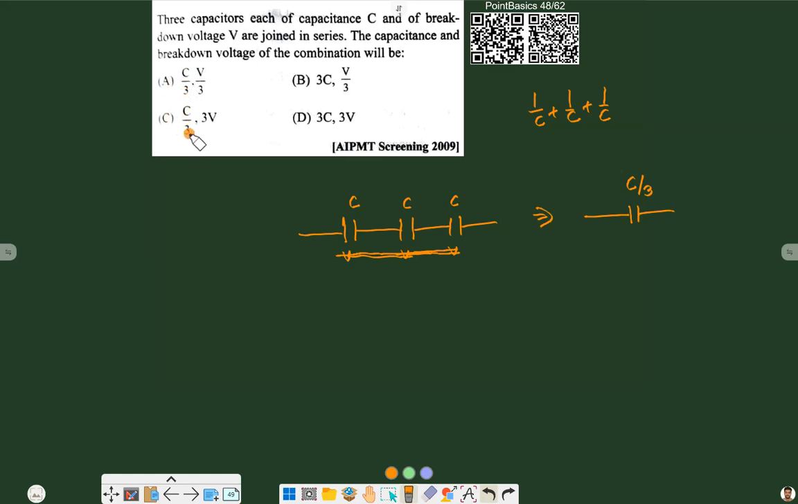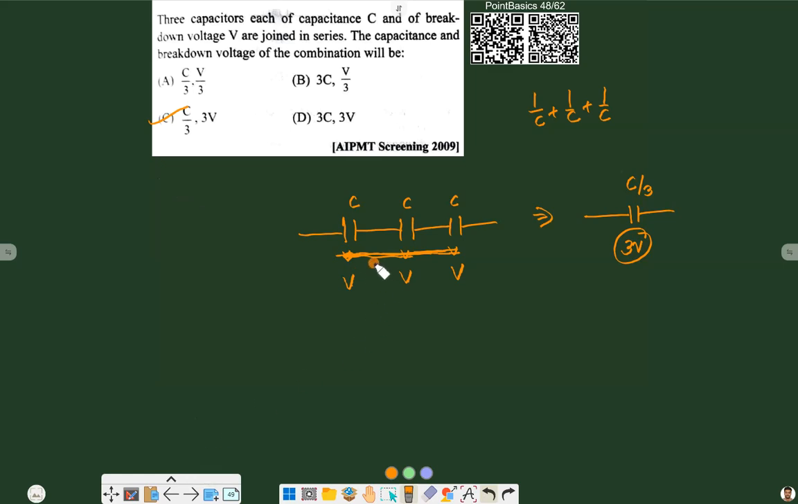Now comes the breakdown voltage, what will be the breakdown voltage. Now, as we know that voltage in series is added, so if the first capacitor has breakdown voltage V, the second also has V, and the third also has V, so their combined breakdown voltage will be 3V. So option C will be a valid answer. And now let's move to the next question.